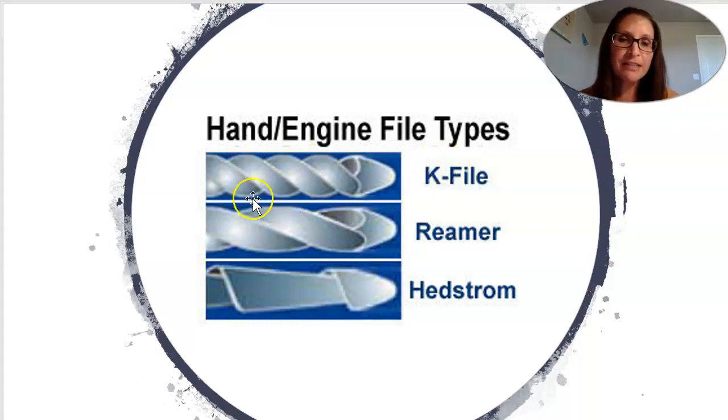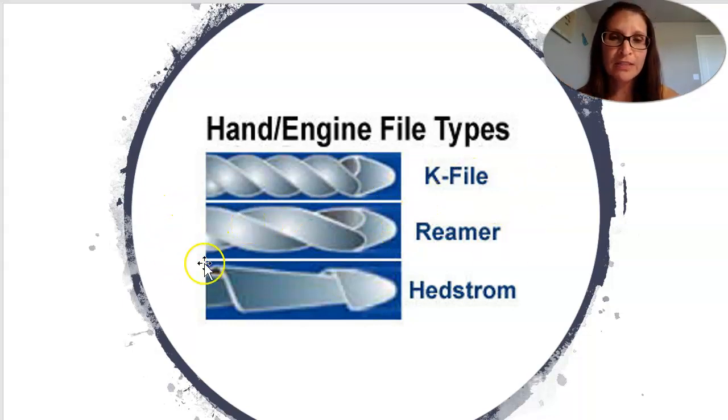So K file is going to be twisted. The working end is twisted, but it's going to have the blades where they're going to be closer together. K files are used initially to remove tissue, whether it's vital or not, and to also try to remove debris and also to start to shape.